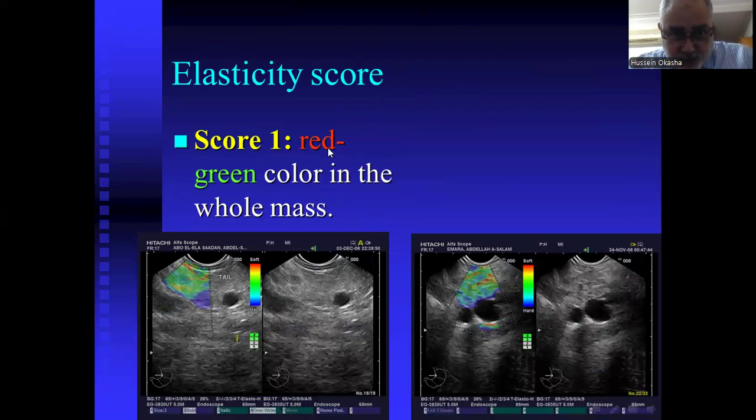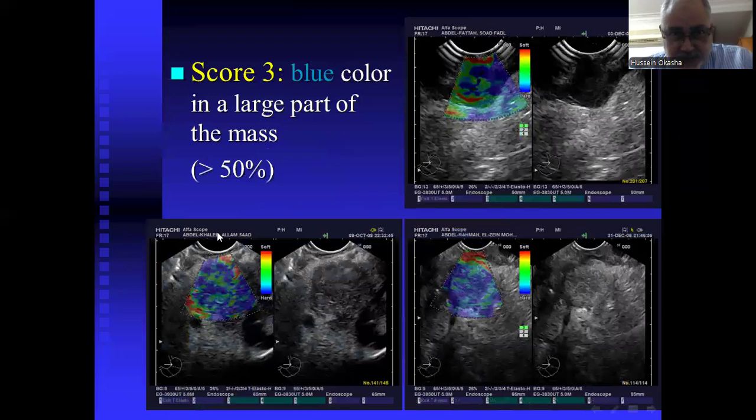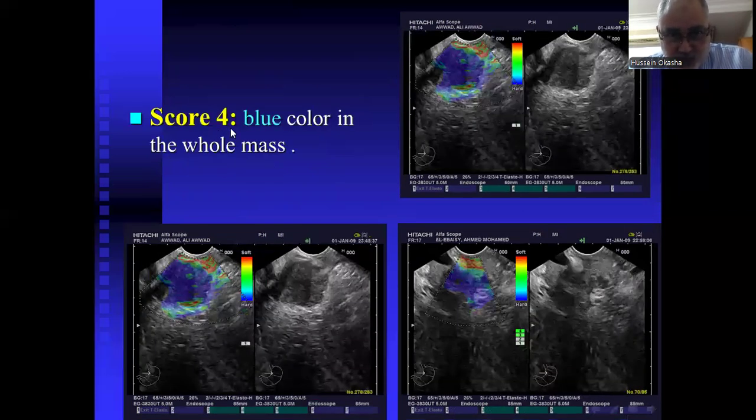There are 4 scores. Score 1, red-green color for the whole mass. This is a soft mass. Score 2, red-green for a large part, more than 50% of the mass. And score 3, of course more dangerous, blue color for a large part of the mass, more than 50%. And the most dangerous is score 4, which is blue color in the whole mass, like these masses.